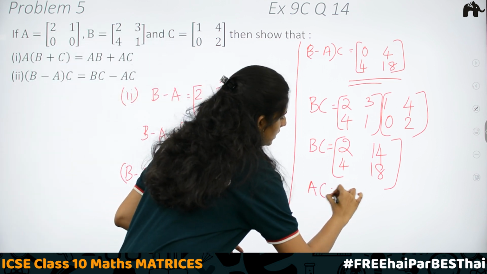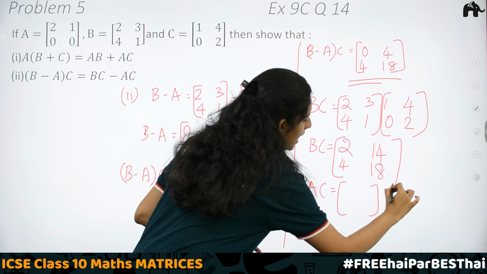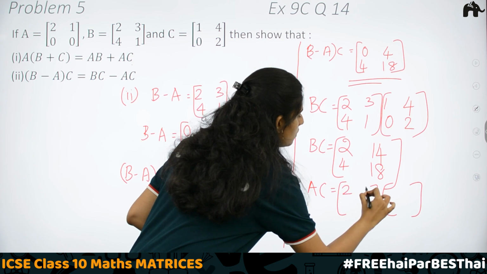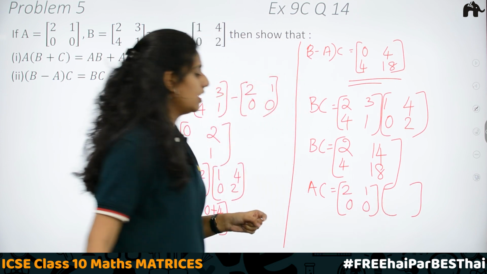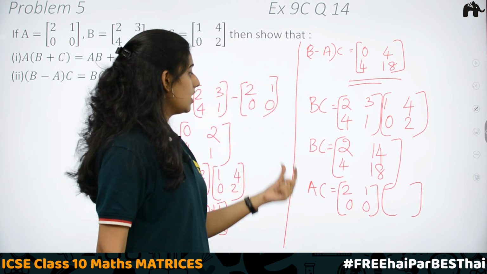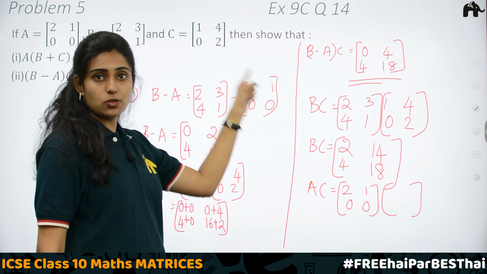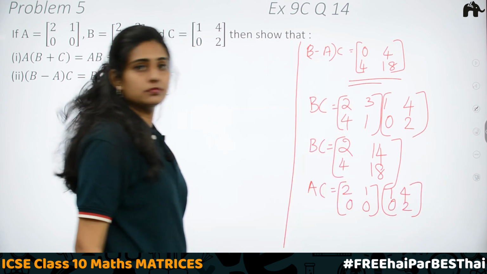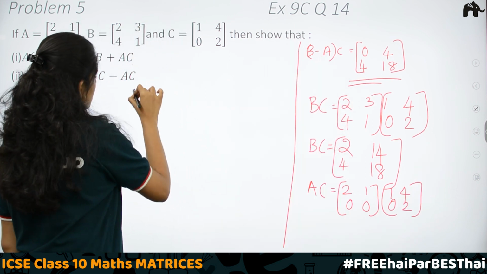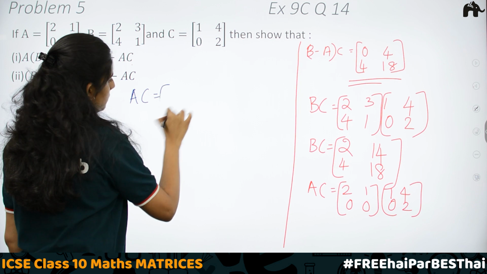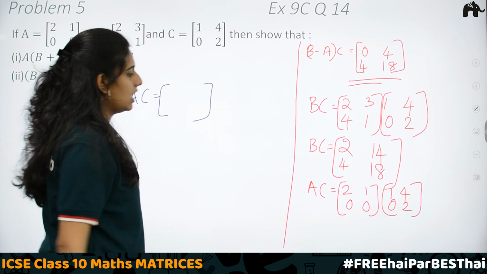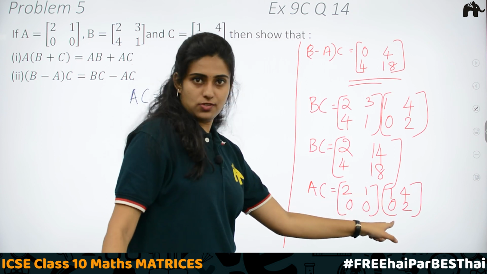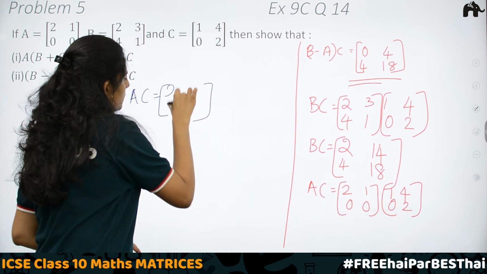For that, you have to take matrix A and matrix C. Elements of matrix A are 2, 1, 0, 0. Next, elements of matrix C. What are the elements of matrix C? 1, 4, 0, 2. Then what do we get? AC is equal to, multiplying, you will get the elements. First row, first column: 2 into 1, 2. 1 into 0, 0. 2 plus 0 is 2.